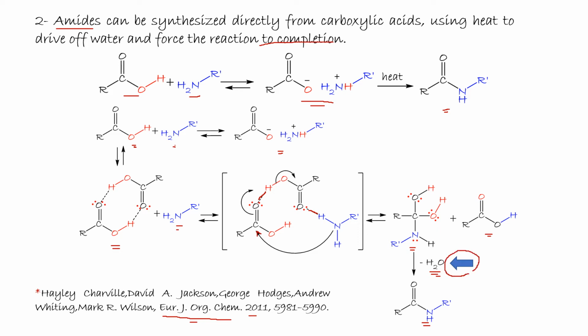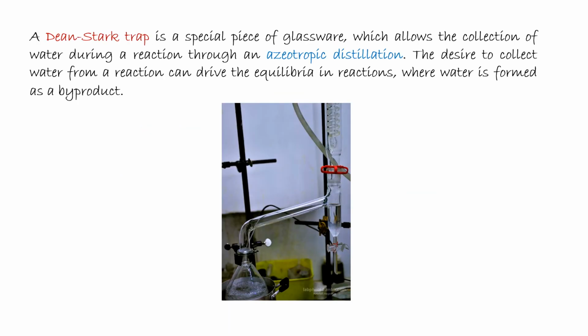Elimination of water. So to drive this reaction forward, we have to get the water out of the system. In the lab, we can use the Dean-Stark trap. It's a special piece of glassware which allows the collection of water during the reaction through what we call azeotropic distillation. The desire to collect water from the reaction can drive the equilibrium in reactions where water is formed as a byproduct. So we heat the reaction mixture in here.